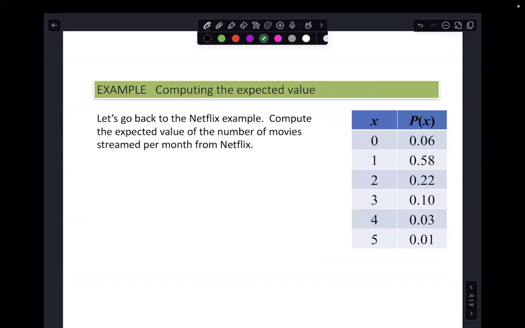Okay. I'm going to go back to the Netflix example. We already did the expected value, so I'm going to move on. My expected value was that $1.49. That was the expected value.